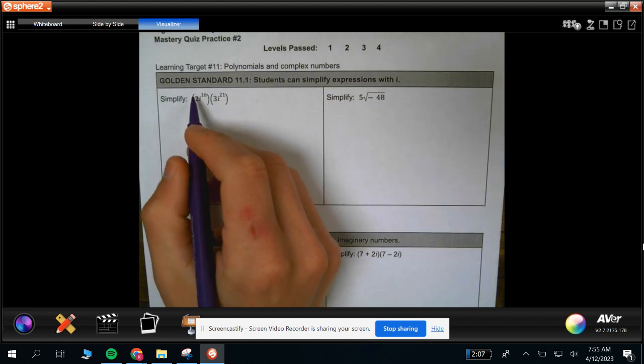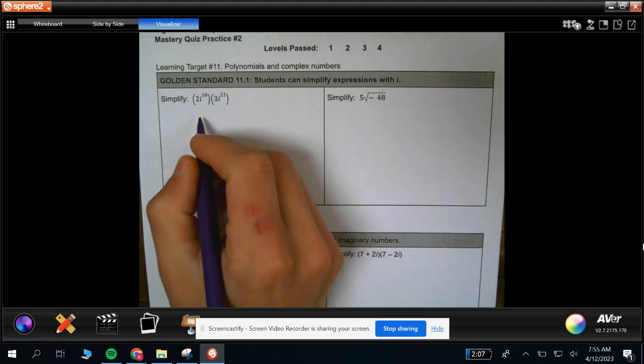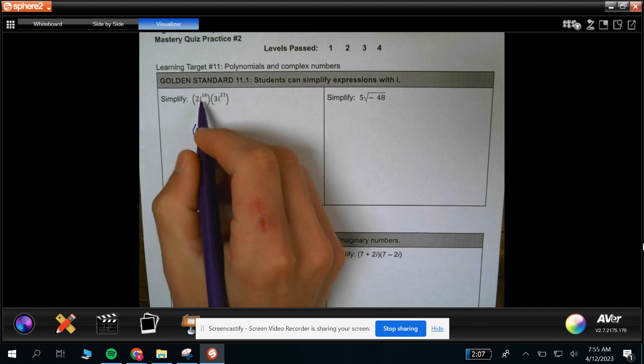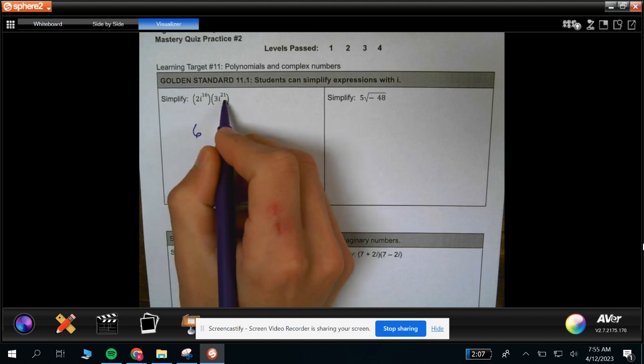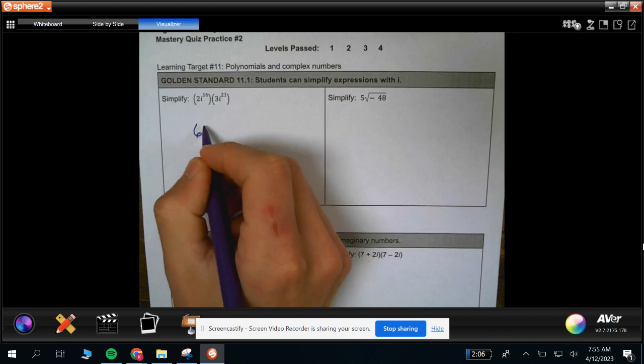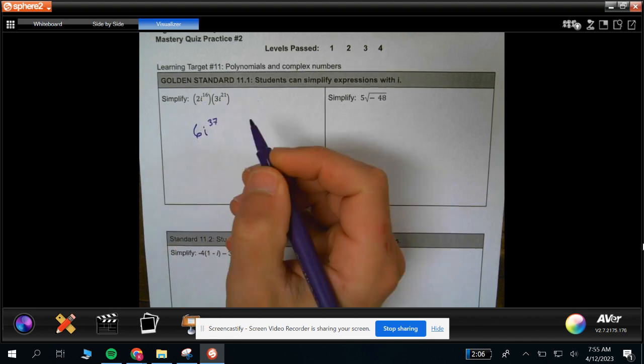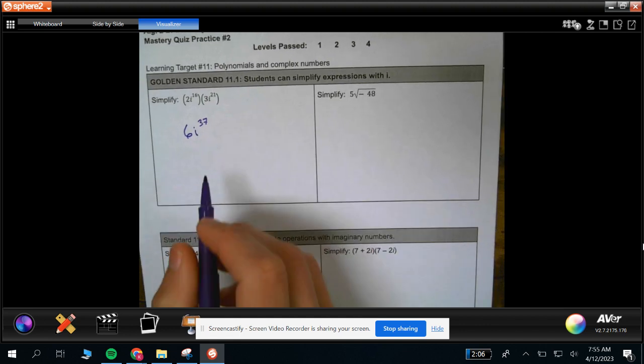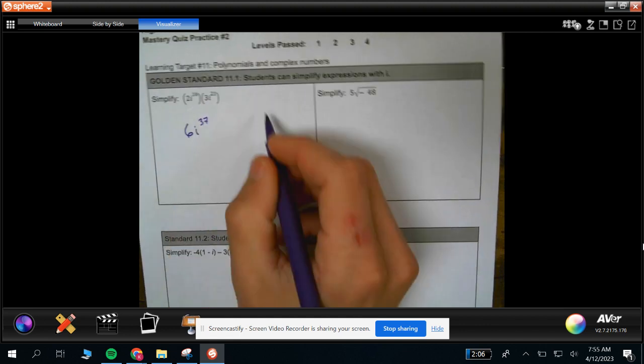Well, let's remember our exponent rules. 2 times 3 is 6. Now, i to the 16th times i to the 21st. When we multiply things like this, we add the exponents. So I've got 6i to the 37th power. Okay, I don't want to deal with the 37th power. I can simplify that. So let's think about 37.